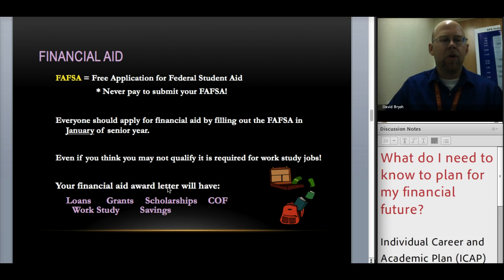All right, so I talked a little bit about the FAFSA here, but one thing I want to make sure that you understand is that you should never pay. The FAFSA is free. But there are a lot of websites out there that pretend to be the FAFSA, but you have to pay for. So those are scams. Do not believe in that. It should be free.